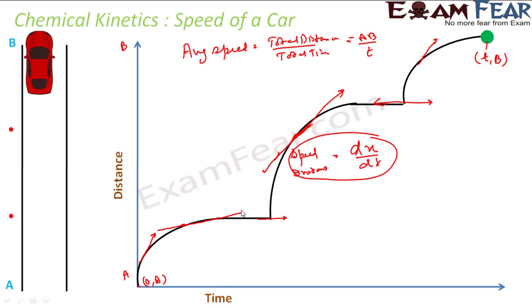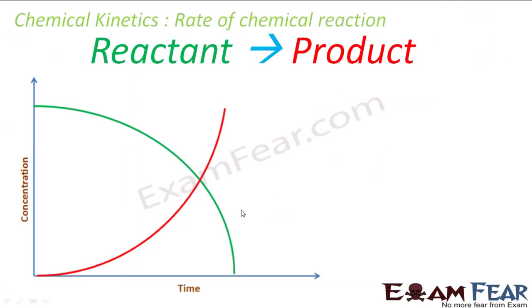Similarly, in the reaction also, we will find the average rate of the reaction and instantaneous rate of the reaction. As I told, the molecules are nothing but cars. You're just comparing. Car has average speed, instantaneous speed. So the reaction will also have average rate and instantaneous rate.